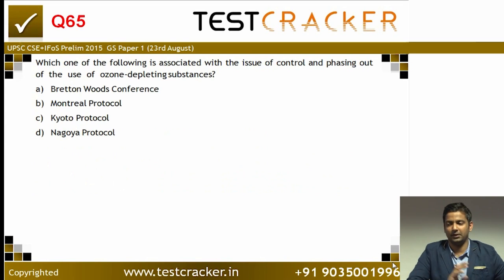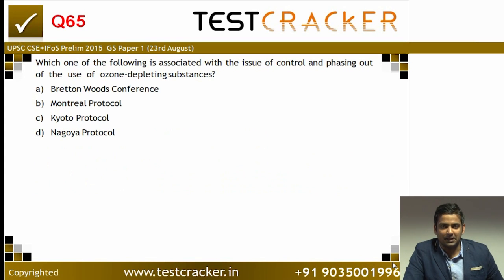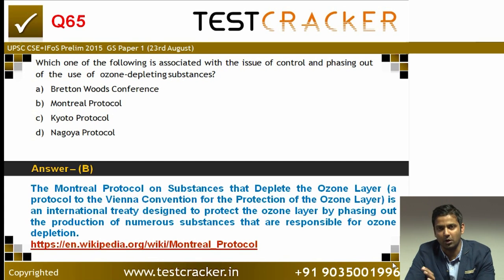An easy question, the next one, ozone depleting substances, right. Which of these is related to ozone depleting substances? Even without reading the option, this would come to your mind. Montreal Protocol, standard thing. Bretton Woods Conference, right. Why would you even go for Bretton Woods Conference? IMF, World Bank, they emerged from Bretton Woods Conference after the Second World War. Kyoto Protocol is to do with climate change overall, and Nagoya Protocol is to do with biodiversity. Therefore, no doubt at all, Montreal Protocol.